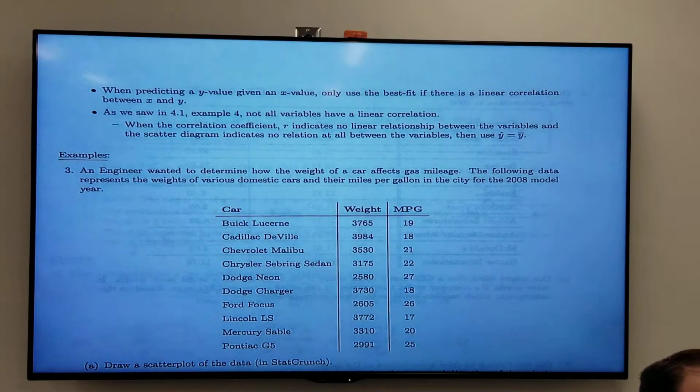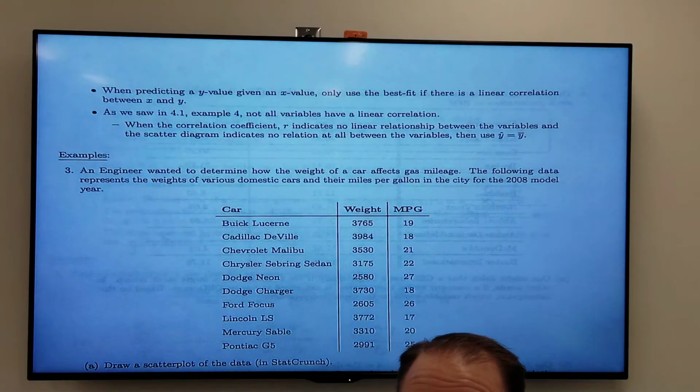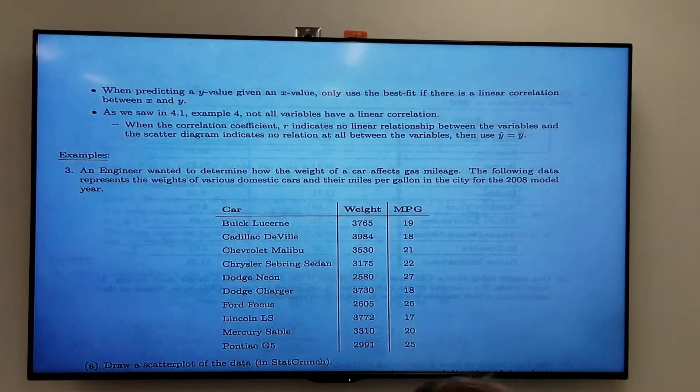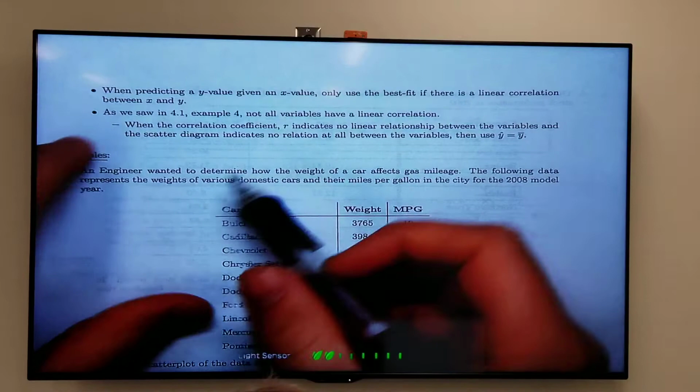Okay, so what I want to do now is walk you through a couple examples where we go through the whole thing. First of all, determine if there's a linear correlation, and then second of all, if there is a linear correlation, use it to find the best fit line and make some kind of prediction. Before I do, I just want to point out this fact here.